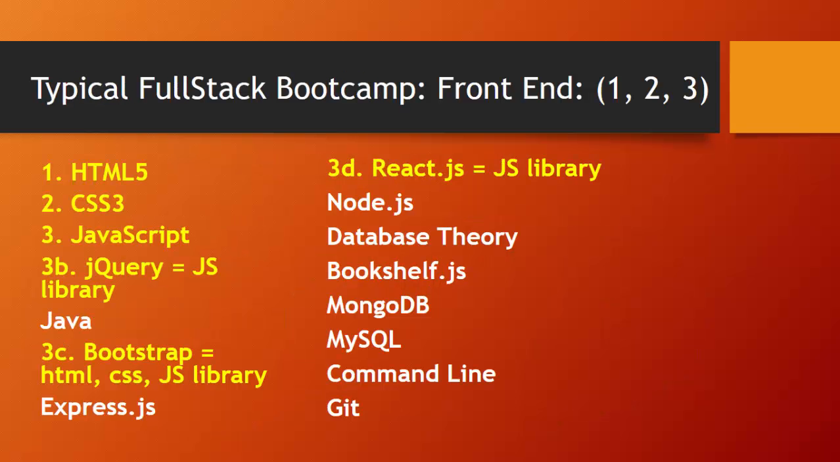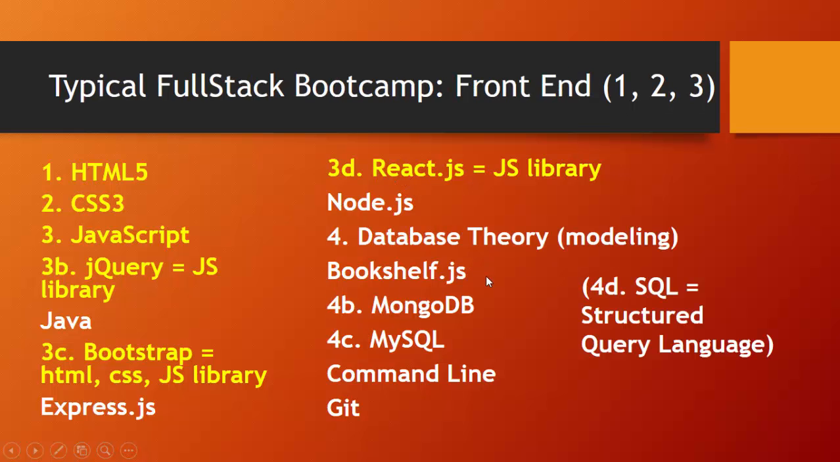Let's move on. We've already figured out that the full stack front end is made of 3 parts, HTML, CSS, and JavaScript. And so jQuery becomes 3B, Bootstrap becomes 3C, and React becomes another 3D. What about these other parts? Let's talk about number 4. Number 4 is a database.